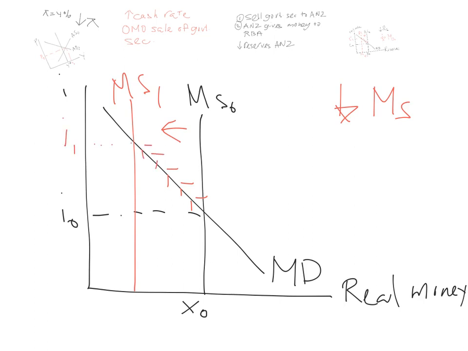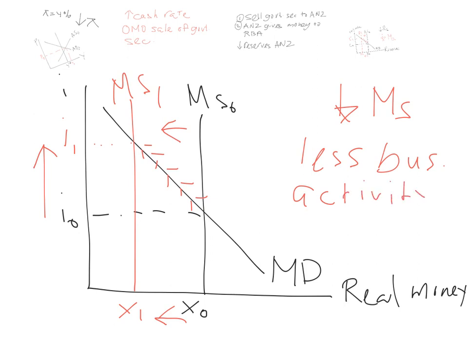The nominal interest rate goes up. That means it's more expensive to borrow money. That means businesses will borrow less money. And the quantity of money demanded will fall. It's going to be less business activity. Which means there's going to be a fall in investment, which is going to affect aggregate demand.